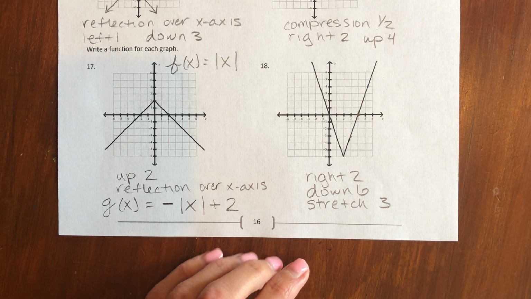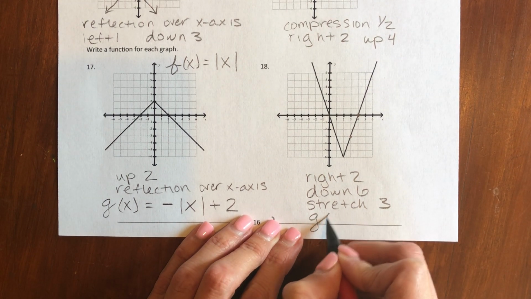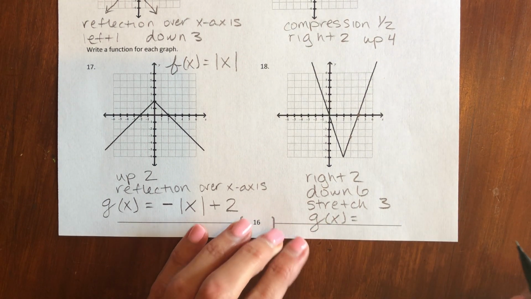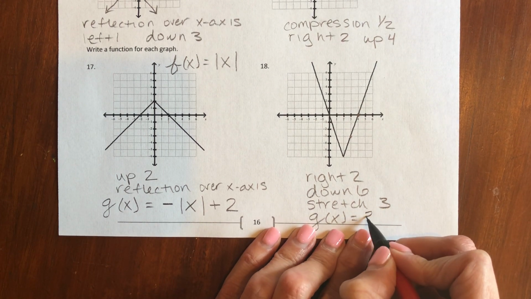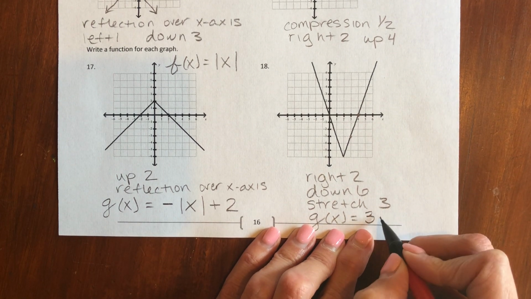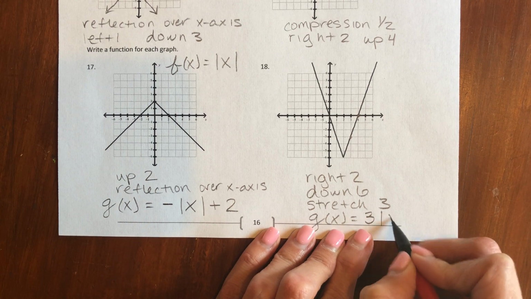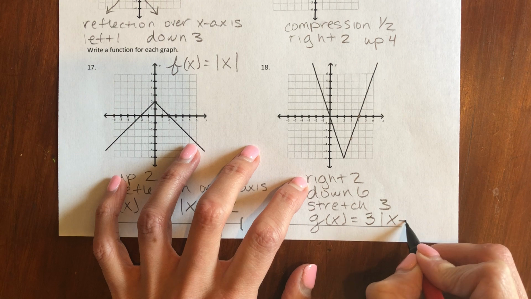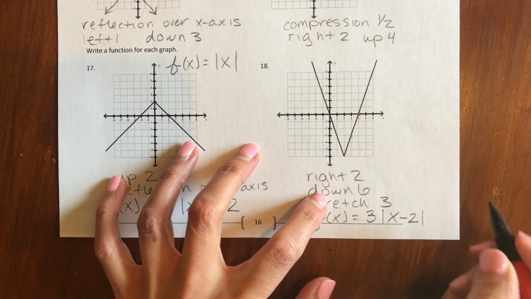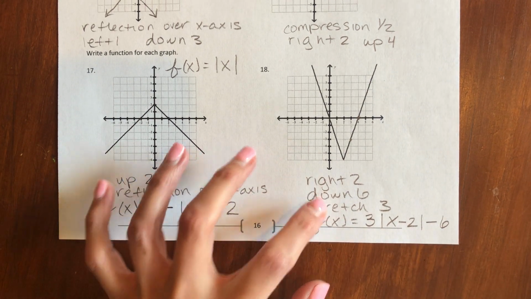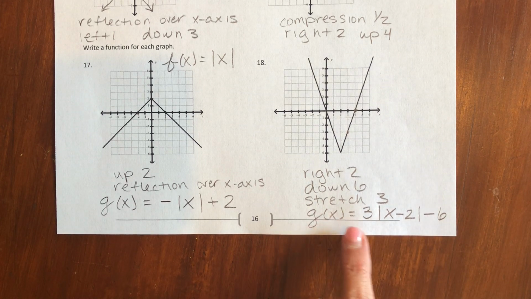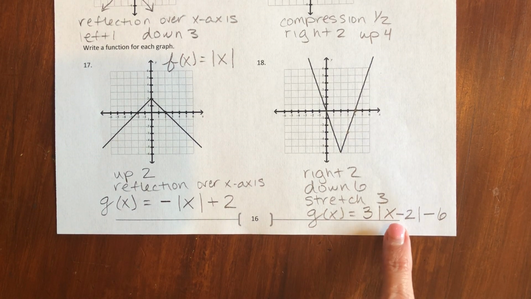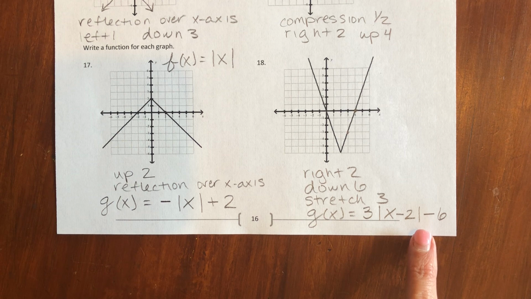All right, let's put it all together. So that's g of x equals the stretch of 3. That's going to be my a, so that on the outside there, or on the front, sorry. And then absolute value of x, right 2 would be subtracting 2 on the inside. Down 6 would be subtracting 6 on the outside. So g of x equals 3, absolute value x minus 2, and then minus 6. And that concludes your practice.